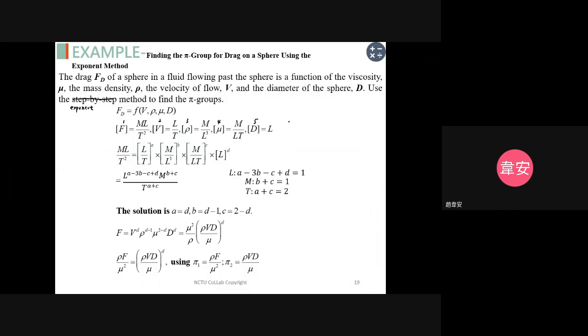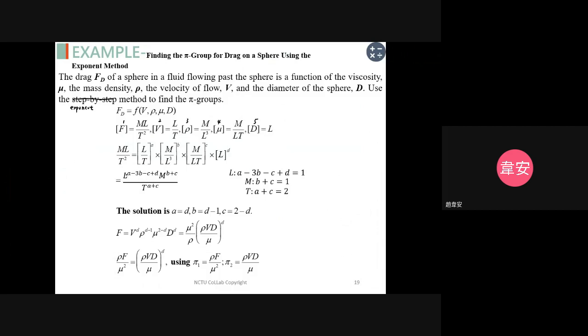So in total we have 5 physical parameters, and we show the dimension for each parameter. The drag force is mass times length divided by time squared, the velocity is length divided by time, the density is mass divided by length cubed, the viscosity is mass divided by length times time, and the diameter is length. On the left-hand side we have the dimension of the drag force, M L divided by T squared, and on the right side the velocity, density, viscosity, and diameter. We don't know the certain values for the powers, so we use A, B, C, D. So we reorganize all of the power coefficients.